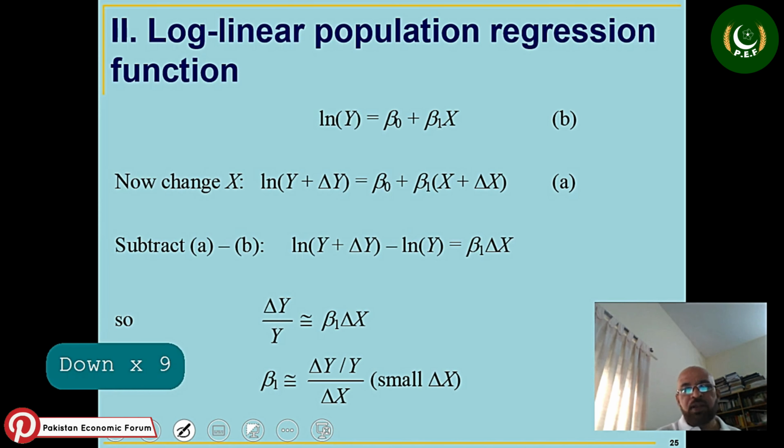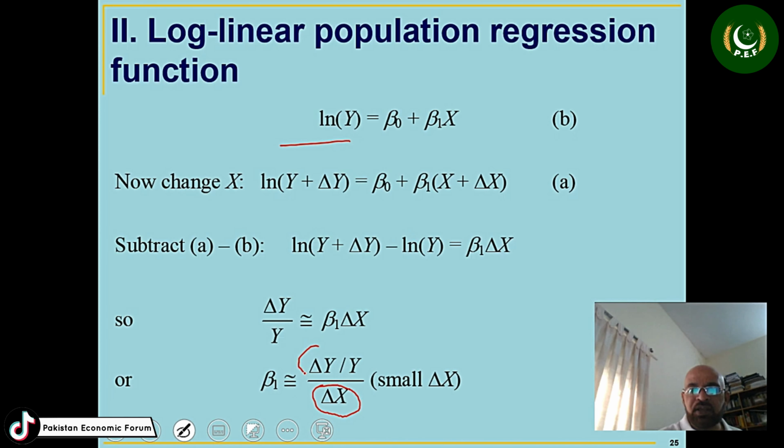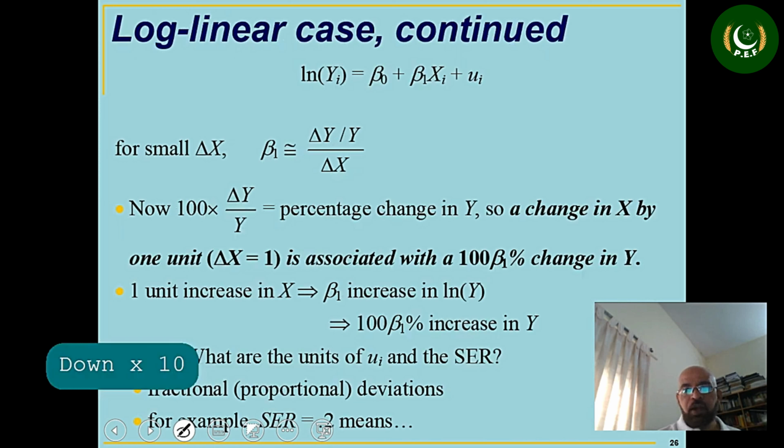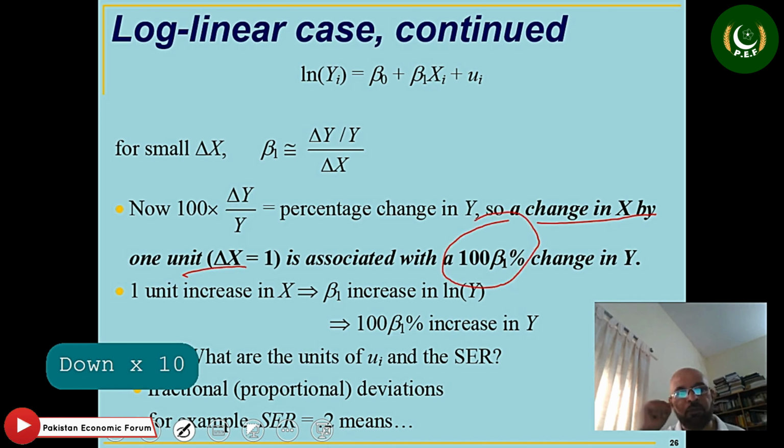The other one is you take log of y, and then your interpretation changes: a change in one unit or certain units of x leads to a percentage change in y. And what do we say? That if you have a change in x by 1 unit, there is an associated 100 beta 1% change in y.